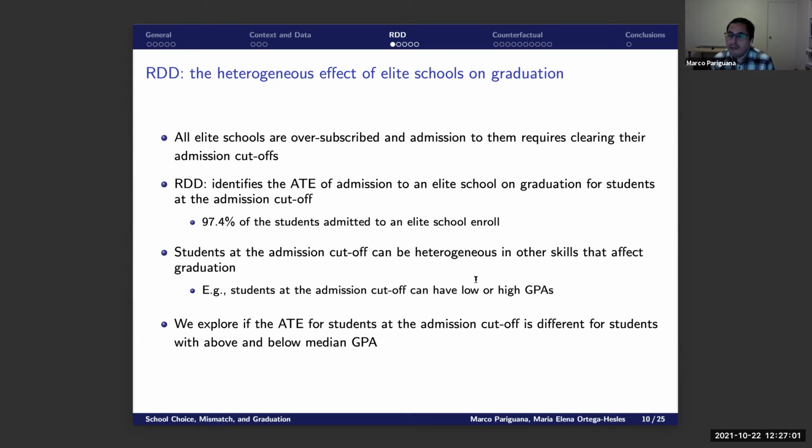However, students at the admission cutoff can be heterogeneous in other skills that affect graduation. For example, you can be at the admission cutoff and have a high or a low GPA, because the correlation between the admission exam score and the GPA is only 30%. So what we're going to explore is whether the average treatment effect for students at the admission cutoff is different for students with above and below median GPAs.